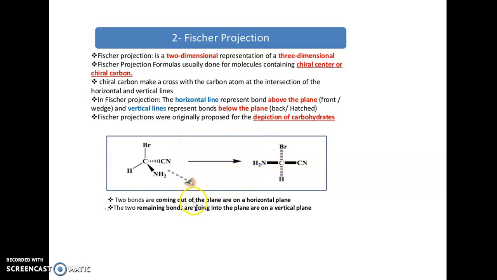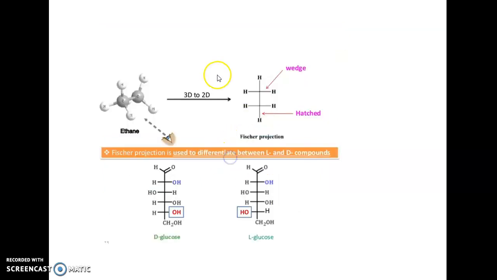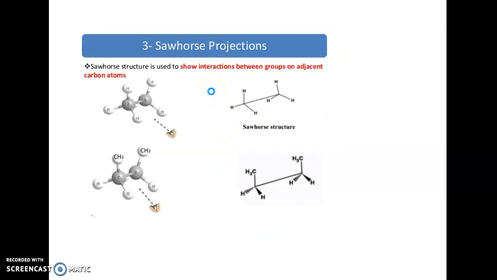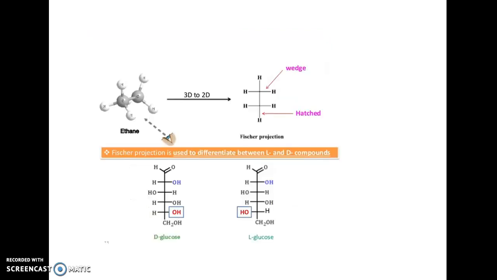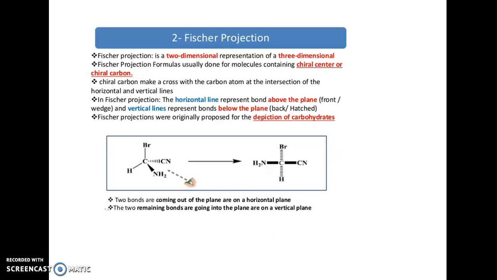So like this we can represent the molecule by Fischer projection. The two bonds coming out of the plane are in the horizontal plane. The remaining two bonds going into the plane can be shown by the vertical plane. So like this we give a two-dimensional representation for a three-dimensional structure.